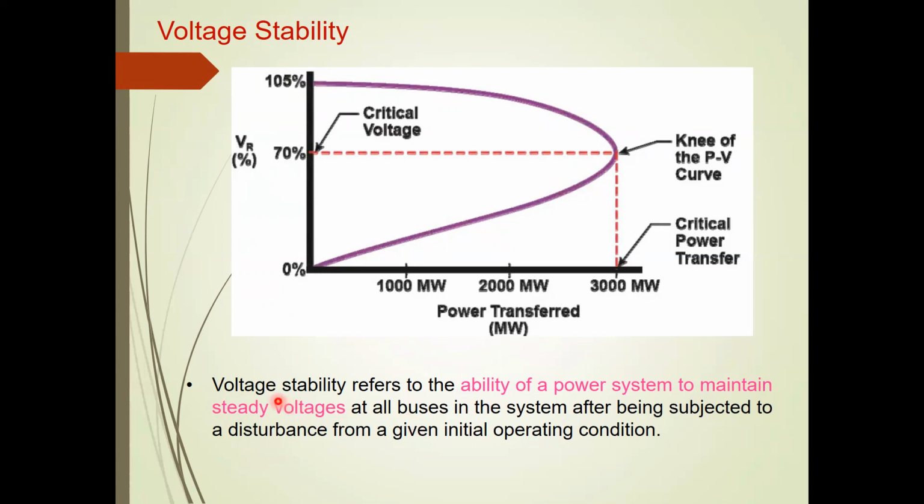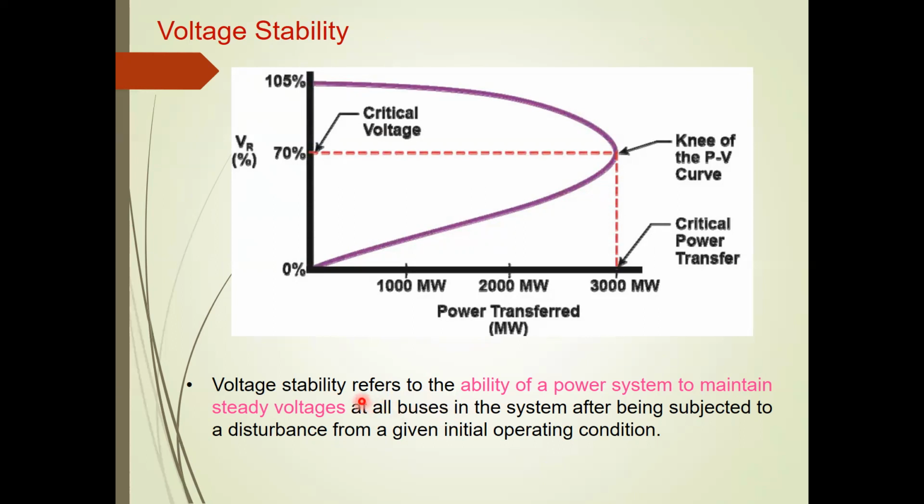There should not be any deviation at all the buses in the network. You don't allow any deviation at any bus in the system. Otherwise, that bus will lose stability.